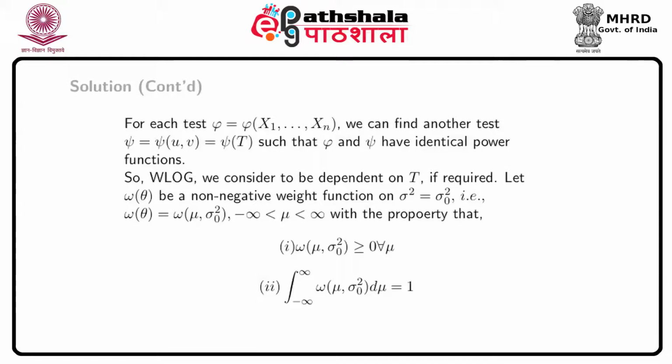Let w(theta) be a non-negative weight function on sigma square equal to sigma naught square. That means w(theta) is equal to w(mu, sigma naught square) over the unrestricted space of mu, with the property that w(mu, sigma naught square) is greater than or equal to 0 for all mu, and the integral over mu from minus infinity to plus infinity of w(mu, sigma naught square) d mu is equal to 1.